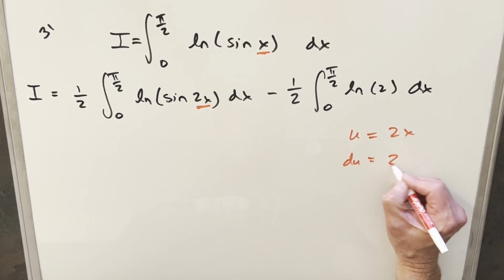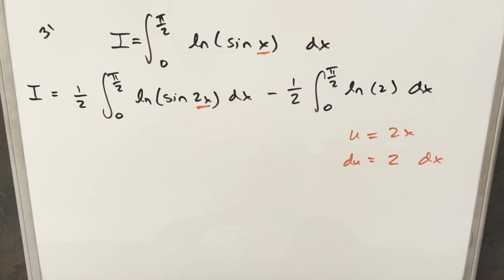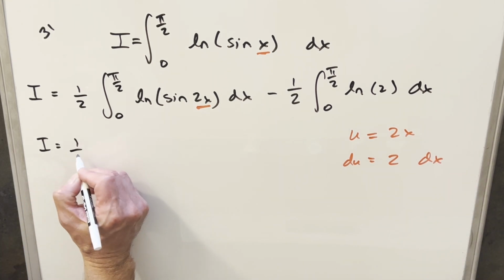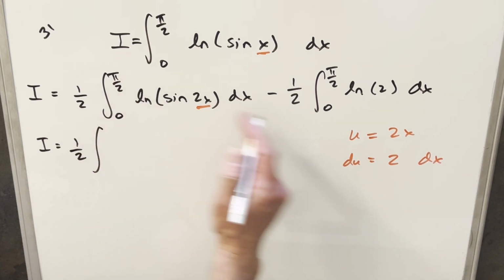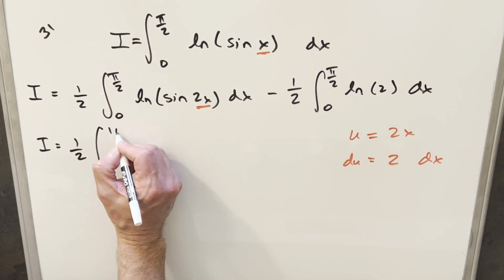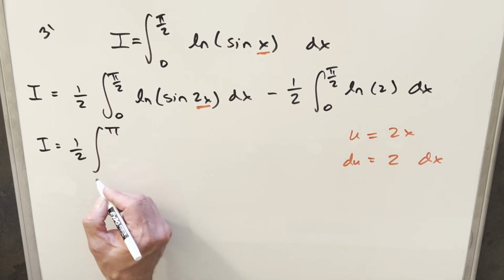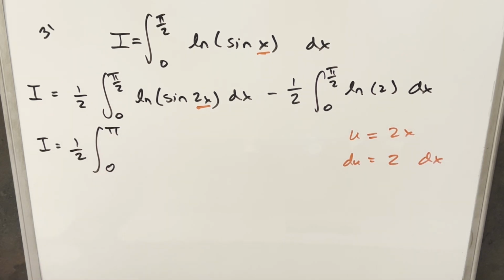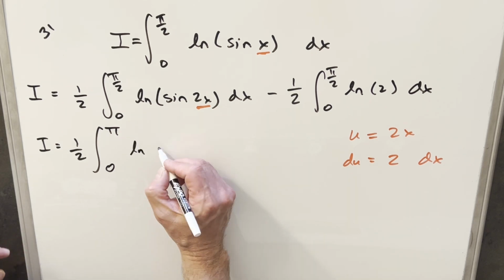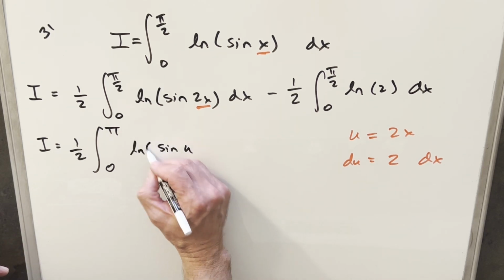Then du is going to be just 2 dx. And then let's just go ahead with this over here. So first we'll update our bounds, plugging pi over 2 in here. Upper bound becomes pi. Plugging 0 in here, lower bound 0. Then transforming this, it's just going to become natural log sine of u.